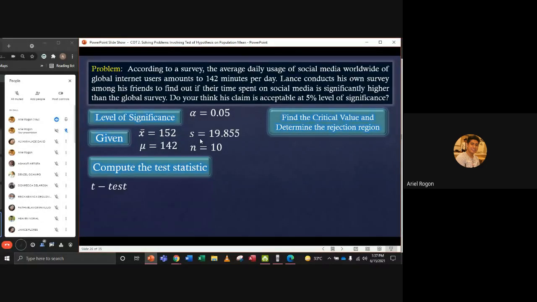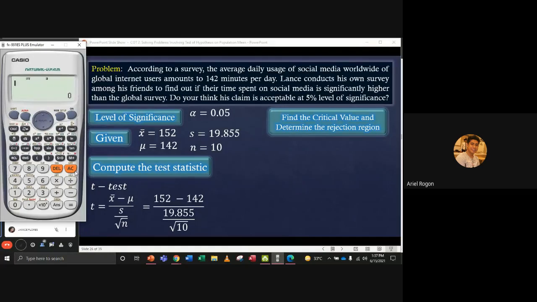So therefore, t-test. Applying the formula of the t-test, you may now substitute all the given data sa formula natin to compute the t-value. Use your calculator to compute the t-value. Sabayan nyo ako. Kung meron na kayong sagot, class, please type in our chat box. So 152 minus 142, all over, then fraction bar again, 19.855 over the square root of... Anong sagot nyo?